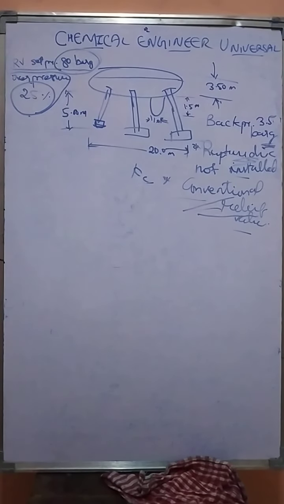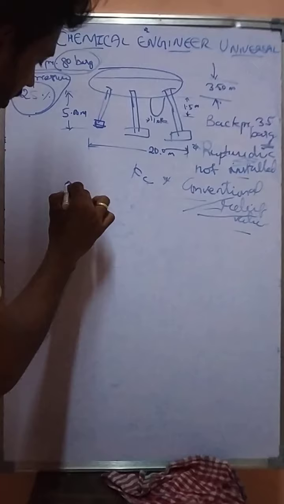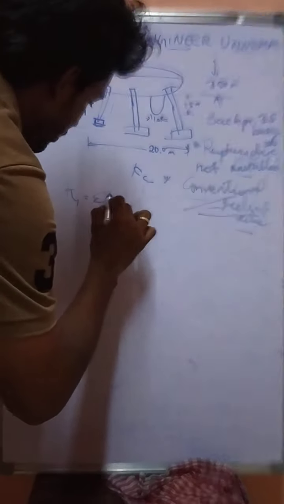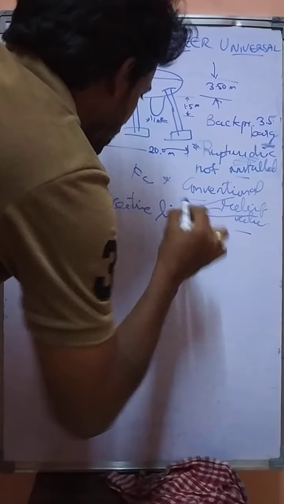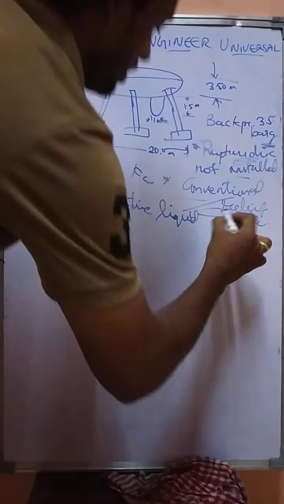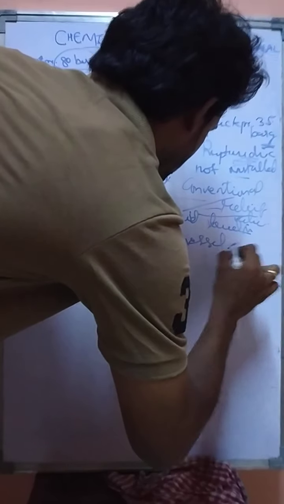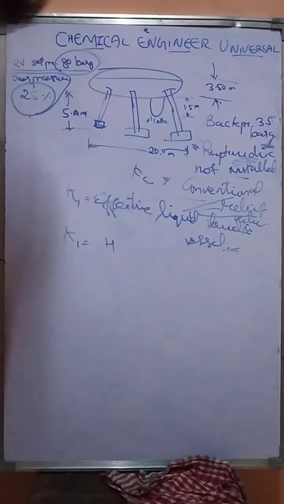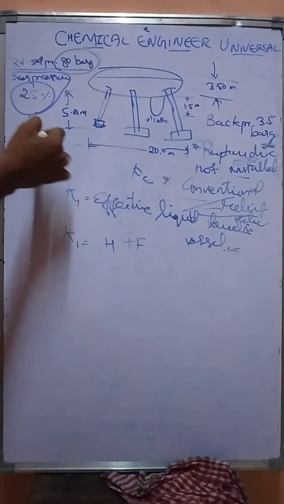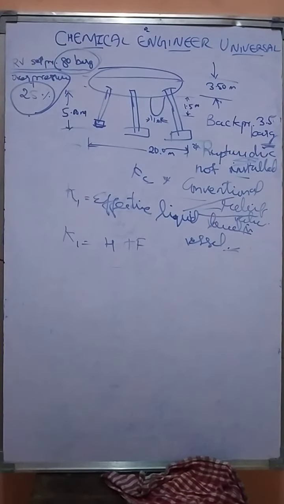Before that, just refer to the formulas. I'll go directly into this one, and I'll write down the formulas also. Initially we have to find K1. K1 is nothing but the effective liquid level in the vessel. All the units are in meters only. So K1 is equal to H plus F, where H is the elevation from the boot, and the liquid level should also be taken.